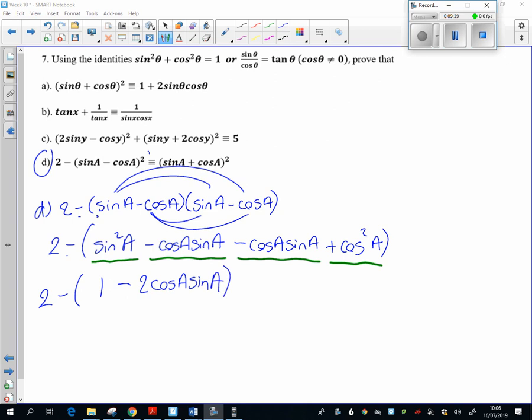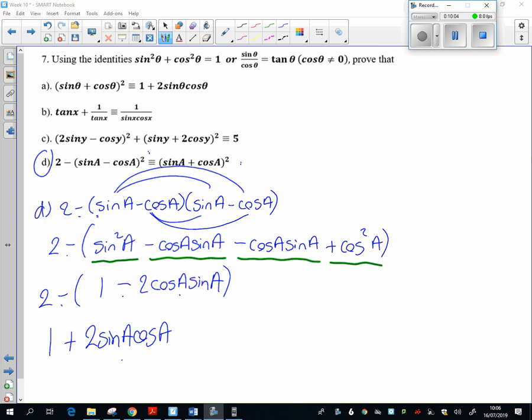Okay, so then I'll do the brackets. So 2 minus 1 is 1, and then 2 minus minus 2 sine A cos A is 2 plus 2 sine A cos A. Yes, so sorry, I've switched the order again there. It really doesn't matter. Okay, so that's all fully simplified.